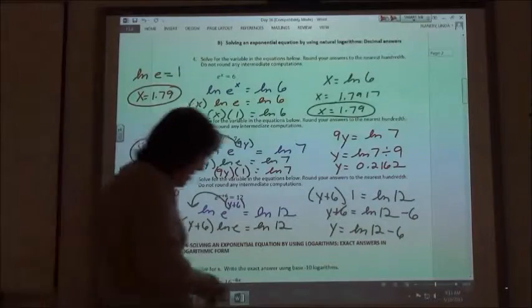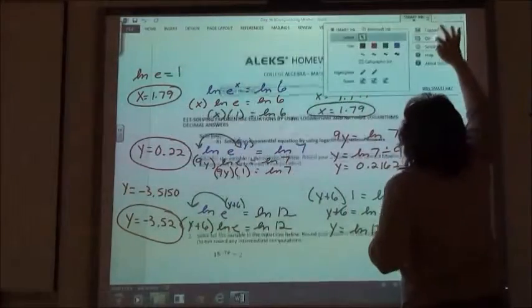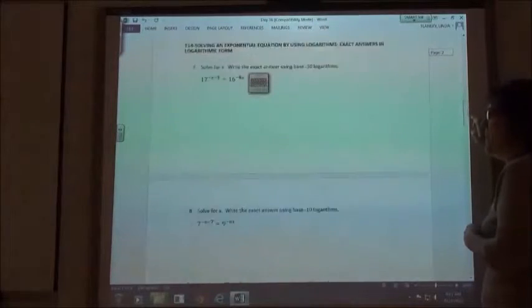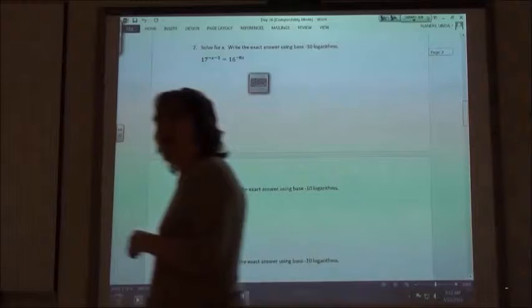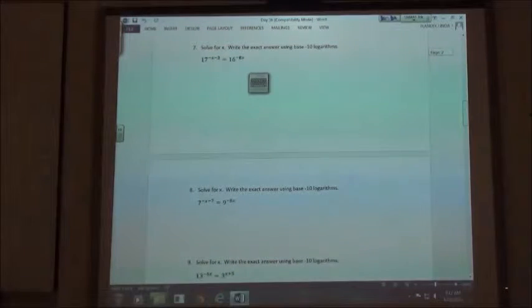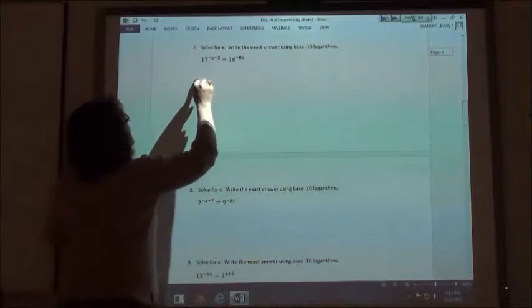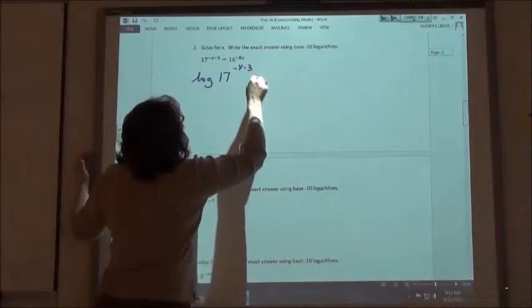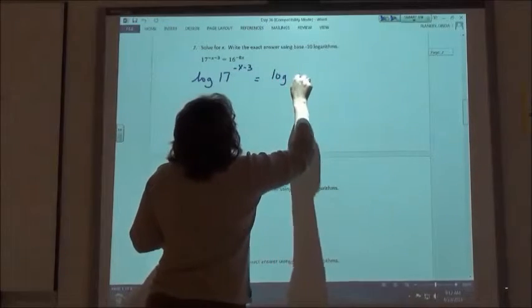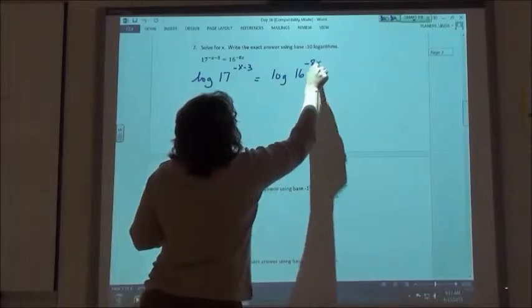So 7, 8, and 9 are going to look sort of like 1, 2, and 3, just a little bit longer problem. Again we have those bases, a base of 17 and a base of 16, that in no way, shape, or form could we ever write as the same thing. So we're going to do the log of both sides again. So we're going to say log of 17 to the negative x minus 3 equals the log of 16 to the negative 8x.